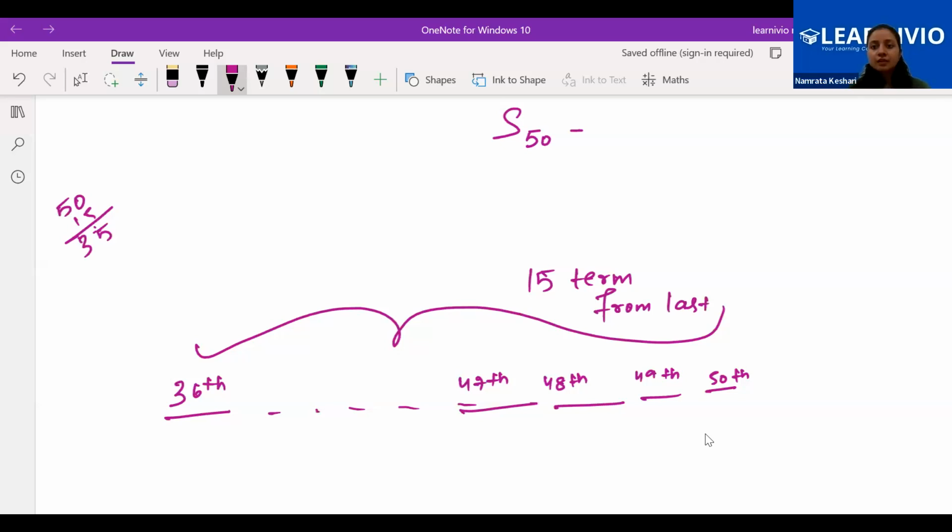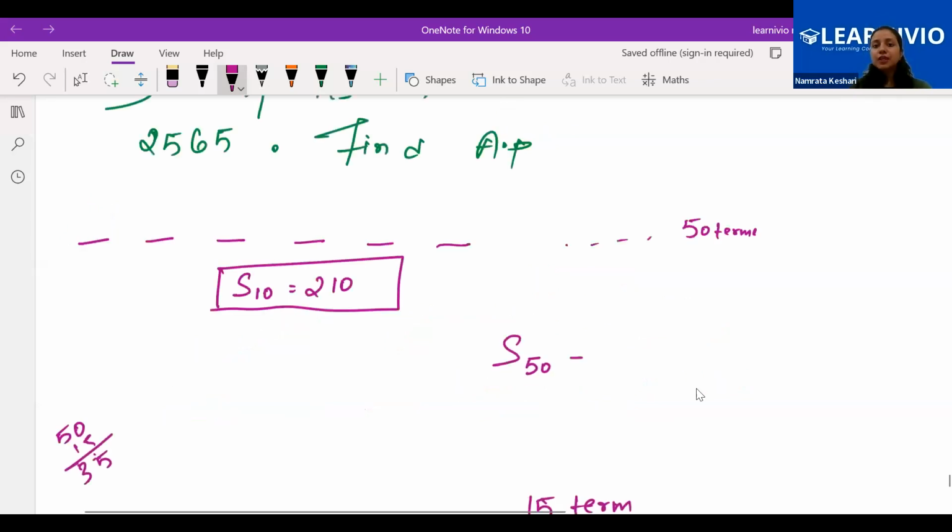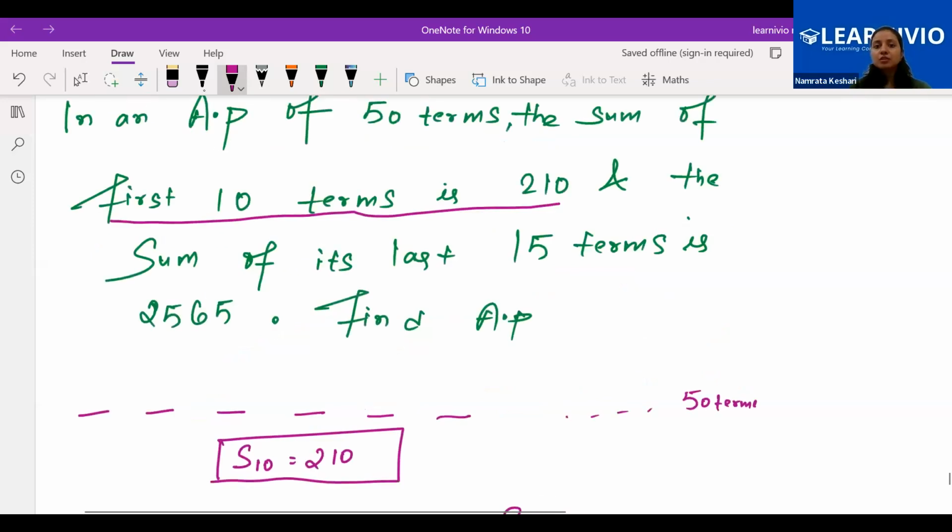Ma'am, I have a doubt. Ma'am, why are we taking n equal to 50? Yes, n is equal to 50 we will be taking. I am talking about this case, Harshit. The sum of last 15 terms, we are trying to understand from where the last 15 terms start. Total 50 terms are there, and the last 15 terms, from where do they start?